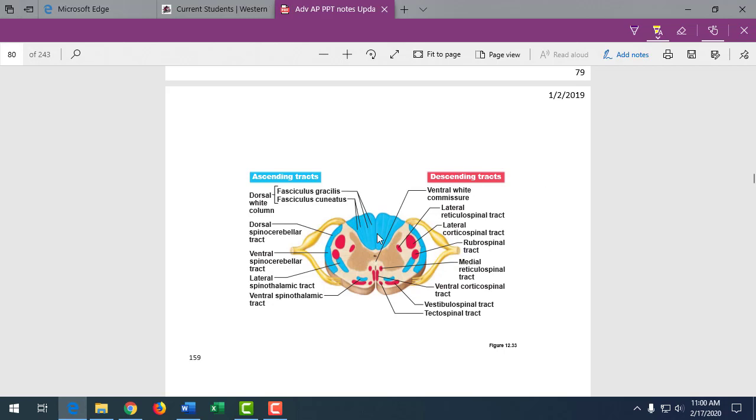And notice where they're located. Aren't they located in the white matter of the spinal cord? The ascending tracts are highlighted blue and the descending are highlighted red, but they're outside that horn, right? They're outside the butterfly. They're in that white area. So this is white matter, even though it's colored red and blue for our being able to see them.